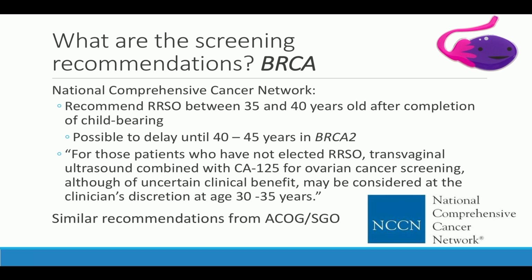However, for those women who do not elect to have a risk-reducing salpingo-oophorectomy, as in they're delaying it until later or they choose not to have it at all, the patient and her physician can consider a screening strategy of CA125 along with a transvaginal ultrasound, beginning around age 30 to 35 or 5 to 10 years before a family member's incident ovarian cancer. There are similar recommendations both from the Society for Gynecologic Oncology and the American College of OBGYN. And so this is generally what seems to be recommended in the literature.